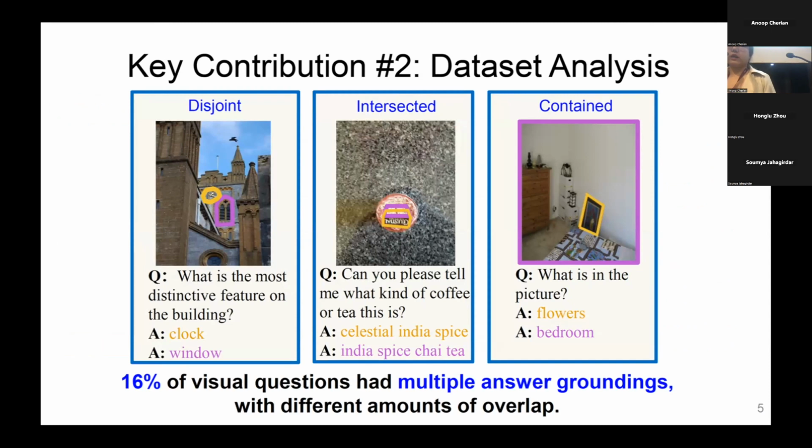Another key contribution is that we conducted fine-grained analysis on our dataset. One insight was about how prevalent multiple answer groundings are. We found that 16% of visual questions had answers leading to multiple answer groundings. Those multiple answer groundings can have different amounts of overlap, such as disjoint, intersected, and contained.